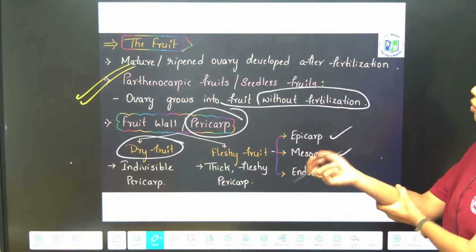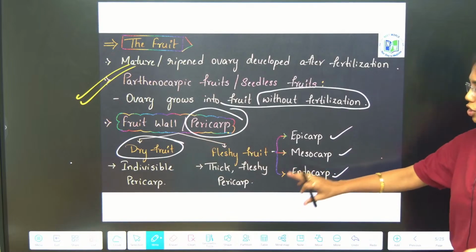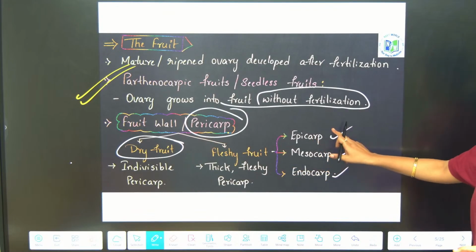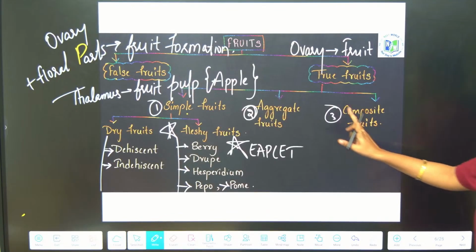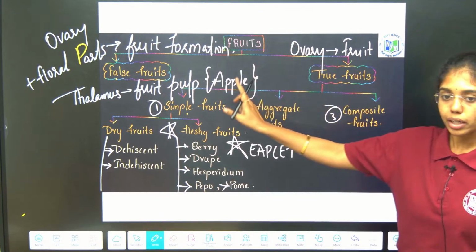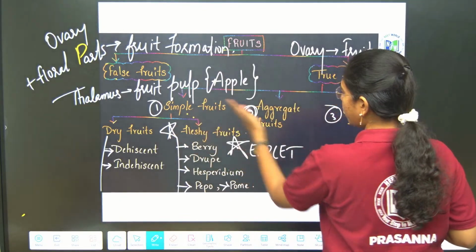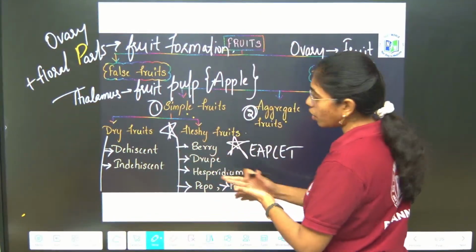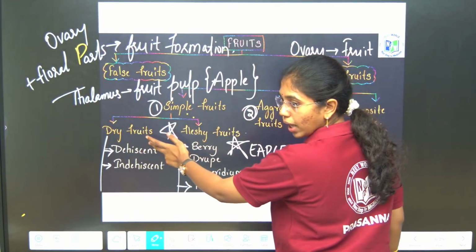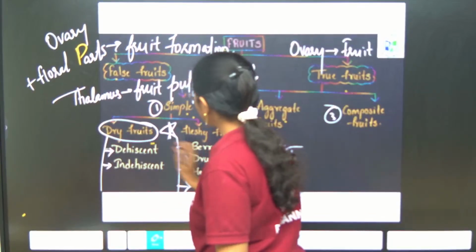So here you can see the fruit wall or pericarp, if it is indivisible, dry fruits; if divisible into a thick fleshy pericarp, that is outer epicarp, middle mesocarp and inner endocarp, those are what? Fleshy fruits. I hope the classification is clear. Based on which part is turning to fruit, you have false fruits and true fruits. Again in true fruits you have 3 classifications: simple, aggregate and composite. Simple fruits, based on whether the fruit wall is divisible or not, are classified into dry fruits and fleshy fruits.